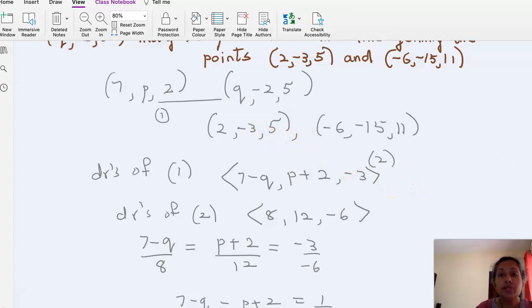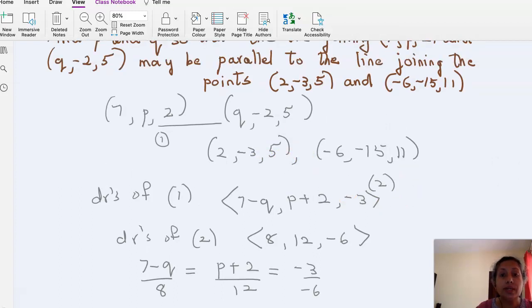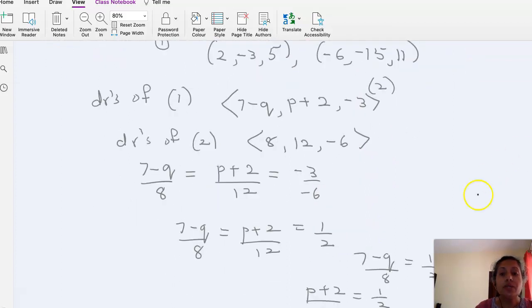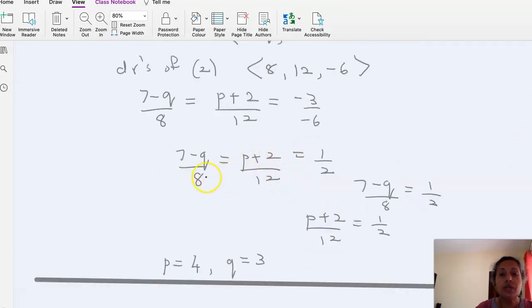And coming back to the question, you are given that the 2 lines are parallel. So because they are parallel, the direction ratios will be proportional. So I can say 7 minus Q by 8 will be P plus 2 by 12 equal to minus 3 by minus 6. That would give you 7 minus Q by 8 equal to P plus 2 by 12 equal to 3 by 6, which is half. If I just take these two together, 7 minus Q by 8 is half and P plus 2 by 12 is half. Solving, I get P as 4 and Q as 3.